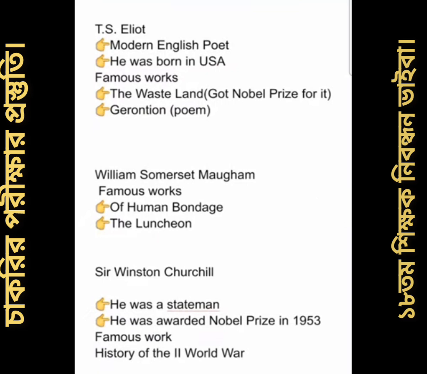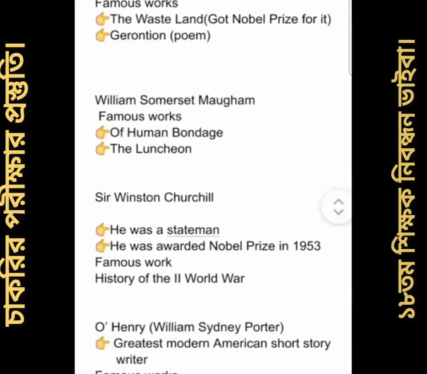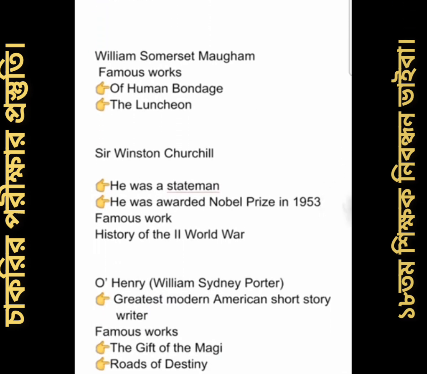T.S. Eliot, modern English poet, was born in the USA. Famous work The Waste Land, for which he got the Nobel Prize. Gerontion, poem. William Somerset Maugham, famous work Of Human Bondage.